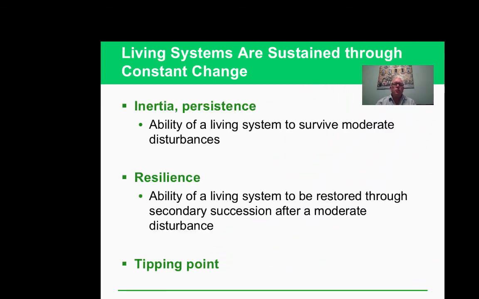Okay. All right, so here are things that are going to determine whether a system is going to be able to sustain itself or whether it's going to be able to change. So inertia and persistence is if there's a small bit of things going on and you're able to survive that. And resilience is if you're able to come back after there have been some kind of disturbances. Can you come back?